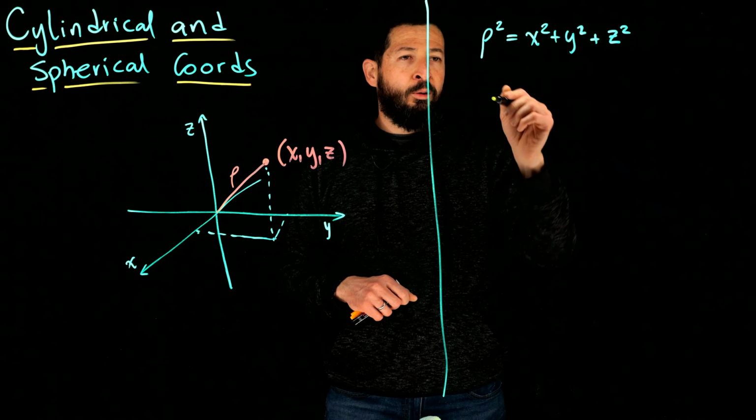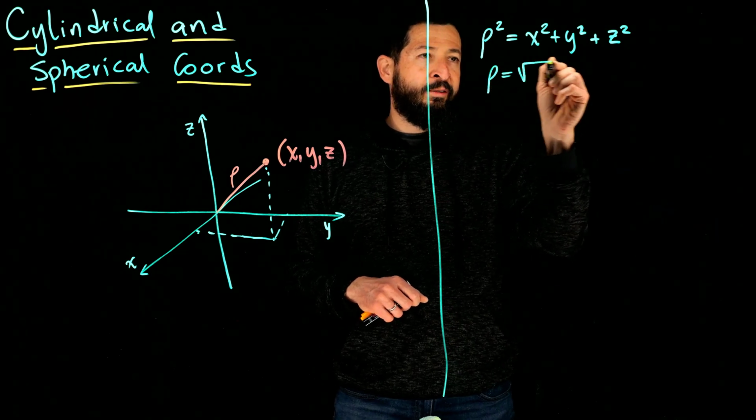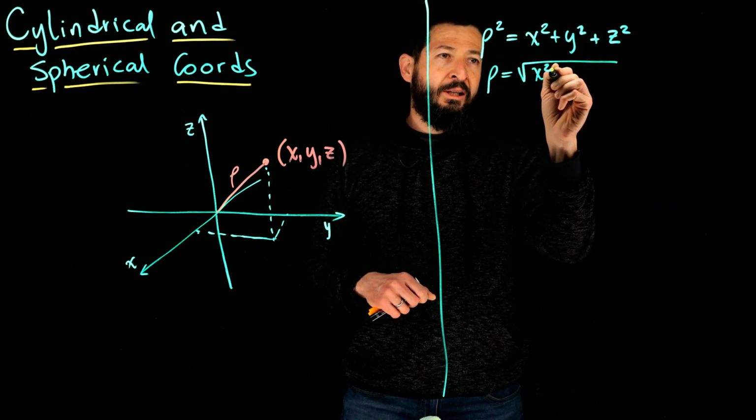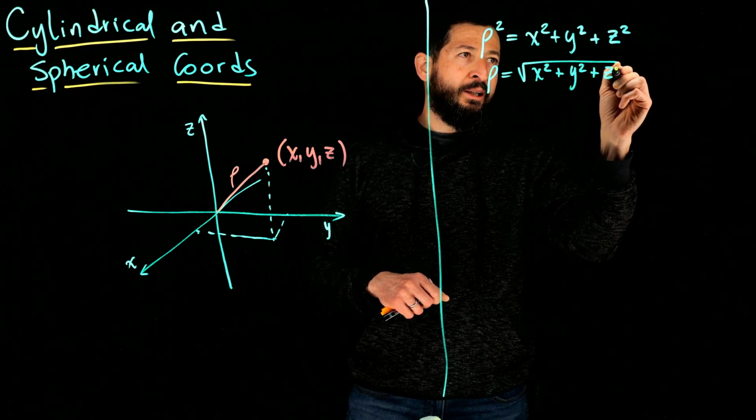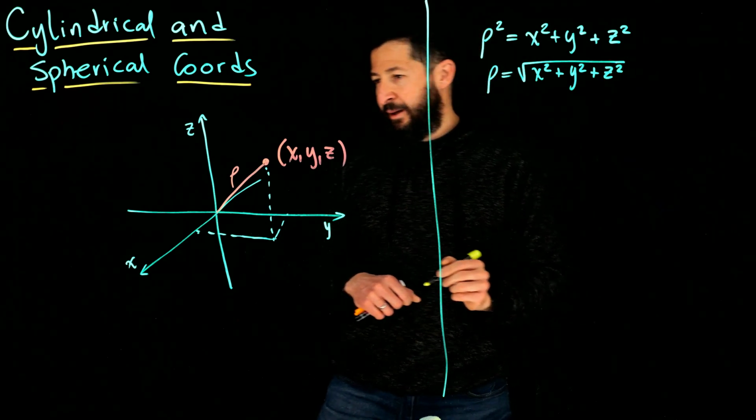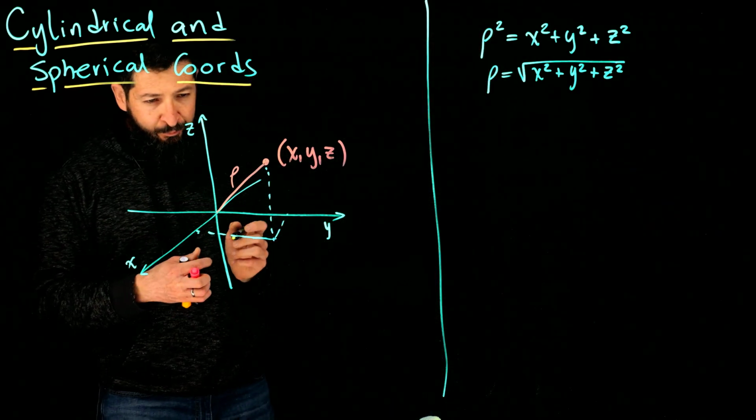So if you take a square root on both sides, then rho is the square root of x squared plus y squared plus z squared. I'm going to take the positive square root, and that is going to dictate what kind of angles we're allowed to have. So pick that one to be positive.